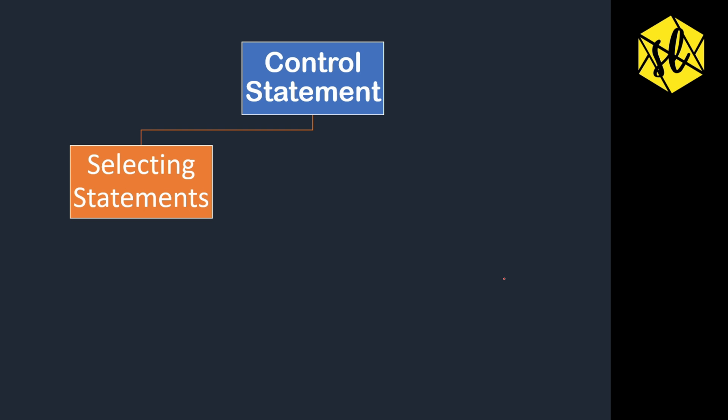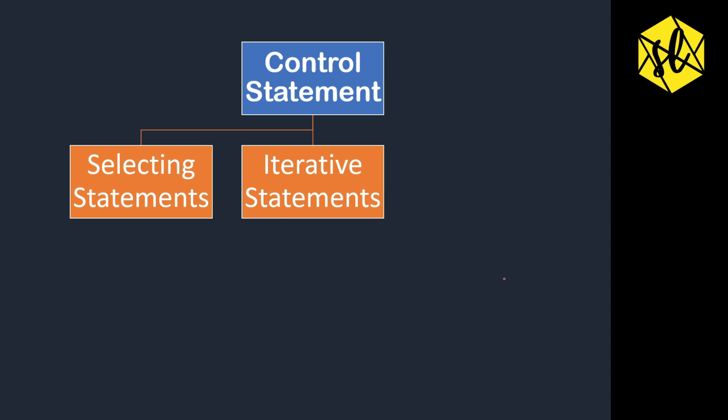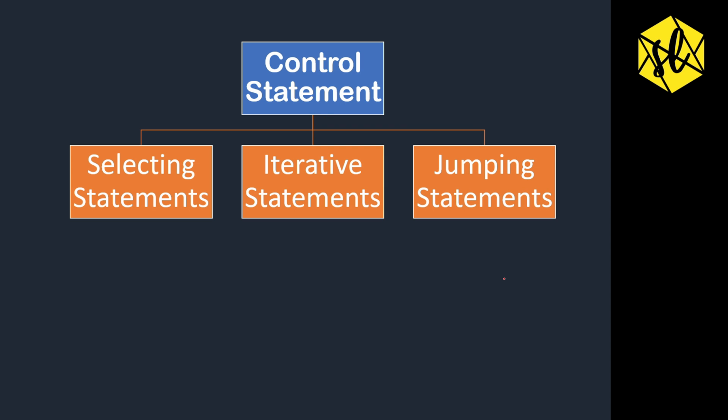Okay, we are here with control statements. Now control statements, we already know, have three different types. First one being selecting statement, second one being iterative statement, third one being jumping statement. Now we have certain ways or certain rules for these control statements. For example, in selecting statements we have two rules. First one being if else, second one being switch.